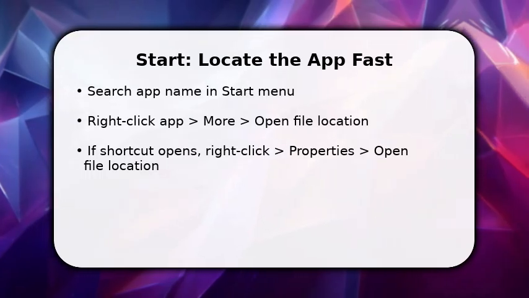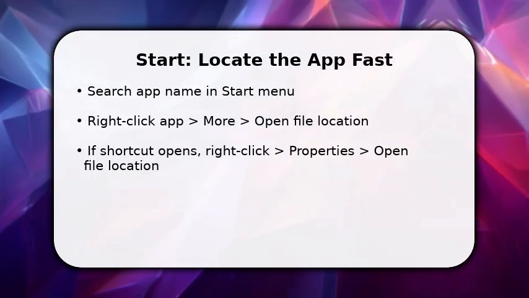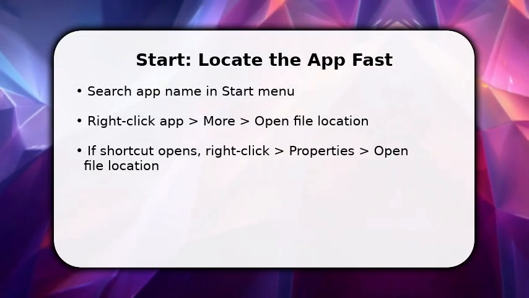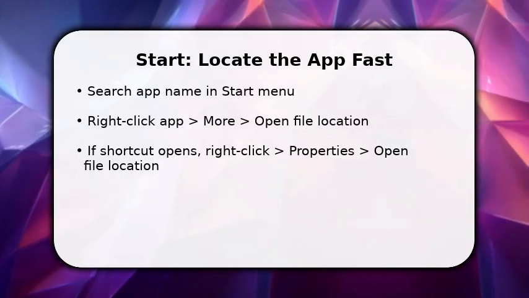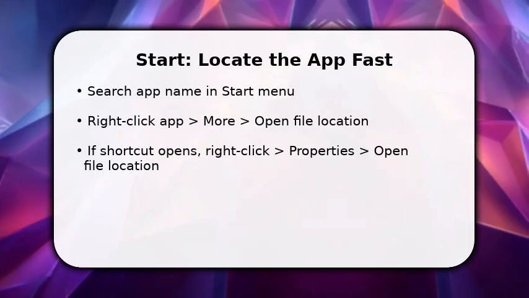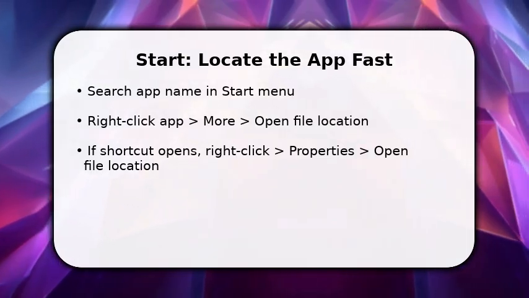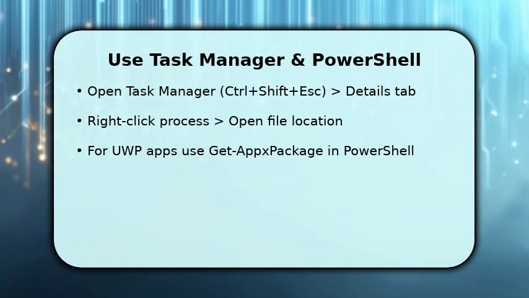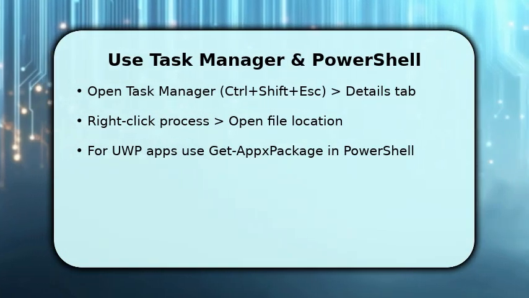If the shortcut appears instead of the executable, right-click the shortcut, select Properties, then click Open File Location to jump to the program folder. You do this to confirm the executable path and see associated files for troubleshooting or making a shortcut. Next, open Task Manager with Ctrl+Shift+S and go to the Details tab to find running processes.